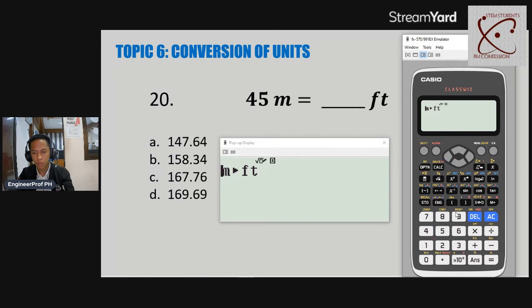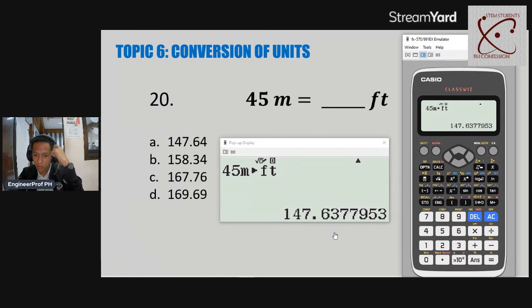Lagay lang natin yung value, 45 meters. Then, press equals. Ayan na, meron ka ng unit of length na in feet na. So, kunin natin yung decimal form niya. So, we have here SD. Okay, press natin yan. Then you have here 147.64. 5 significant figures natin. So, 2 decimal places. You have here 147.64 feet. Okay, so that is the answer for this problem.